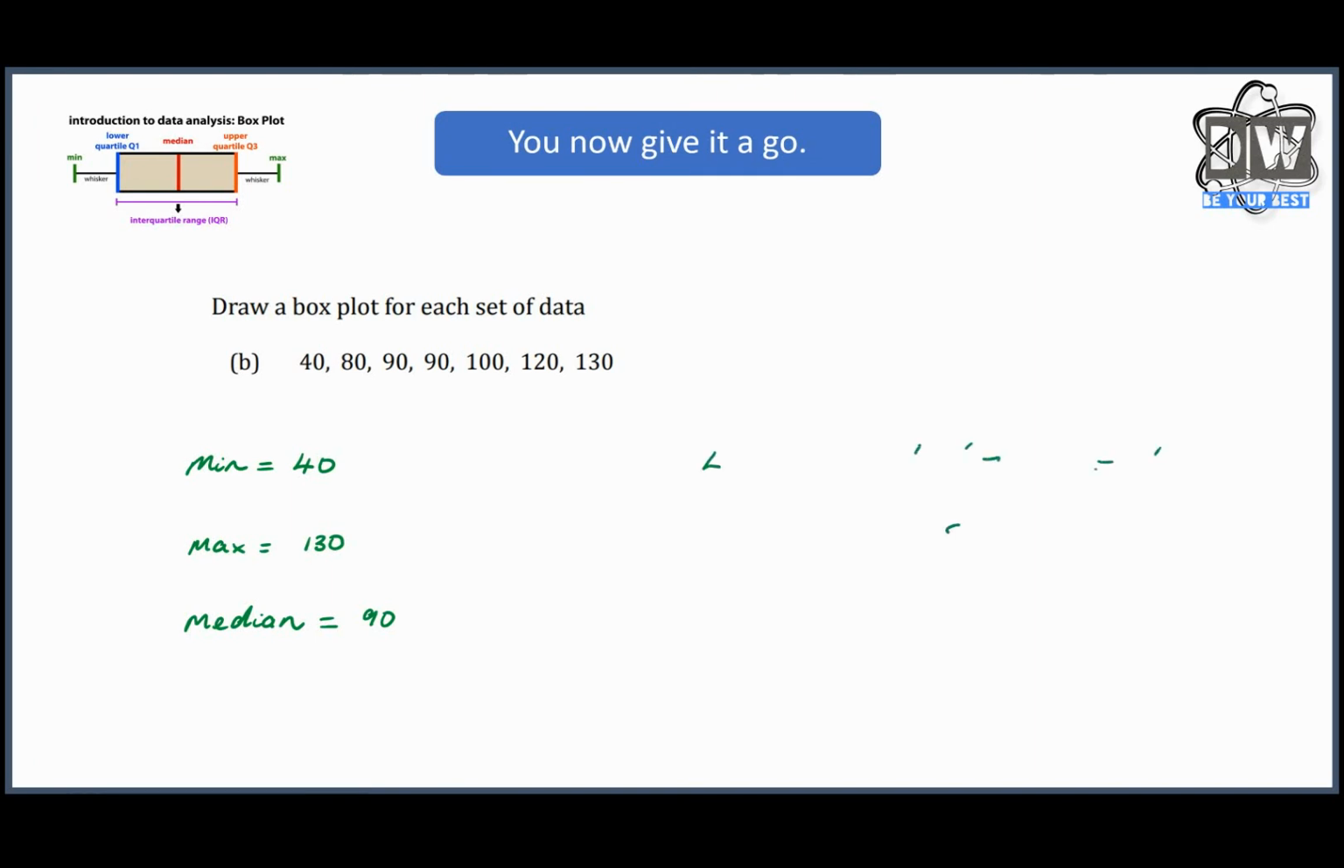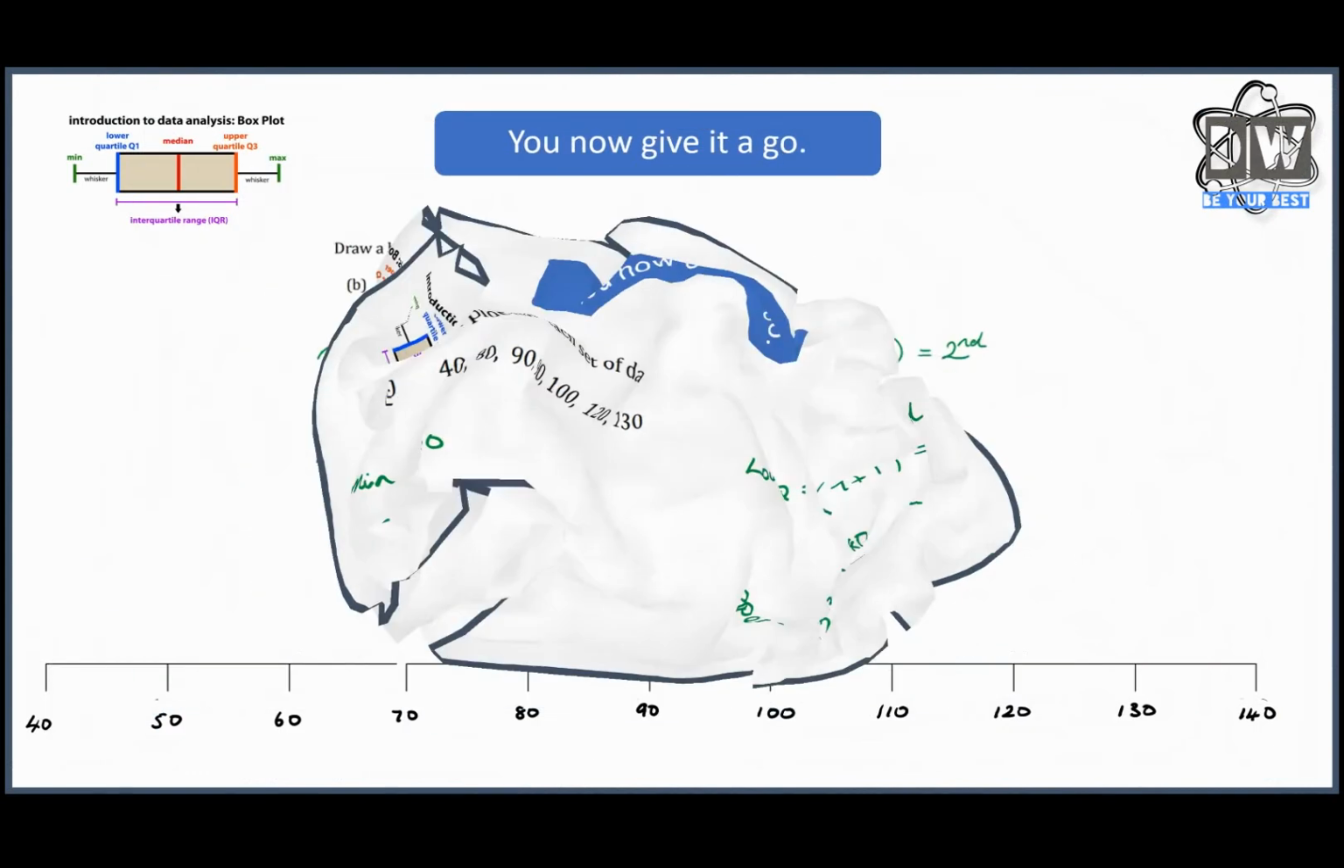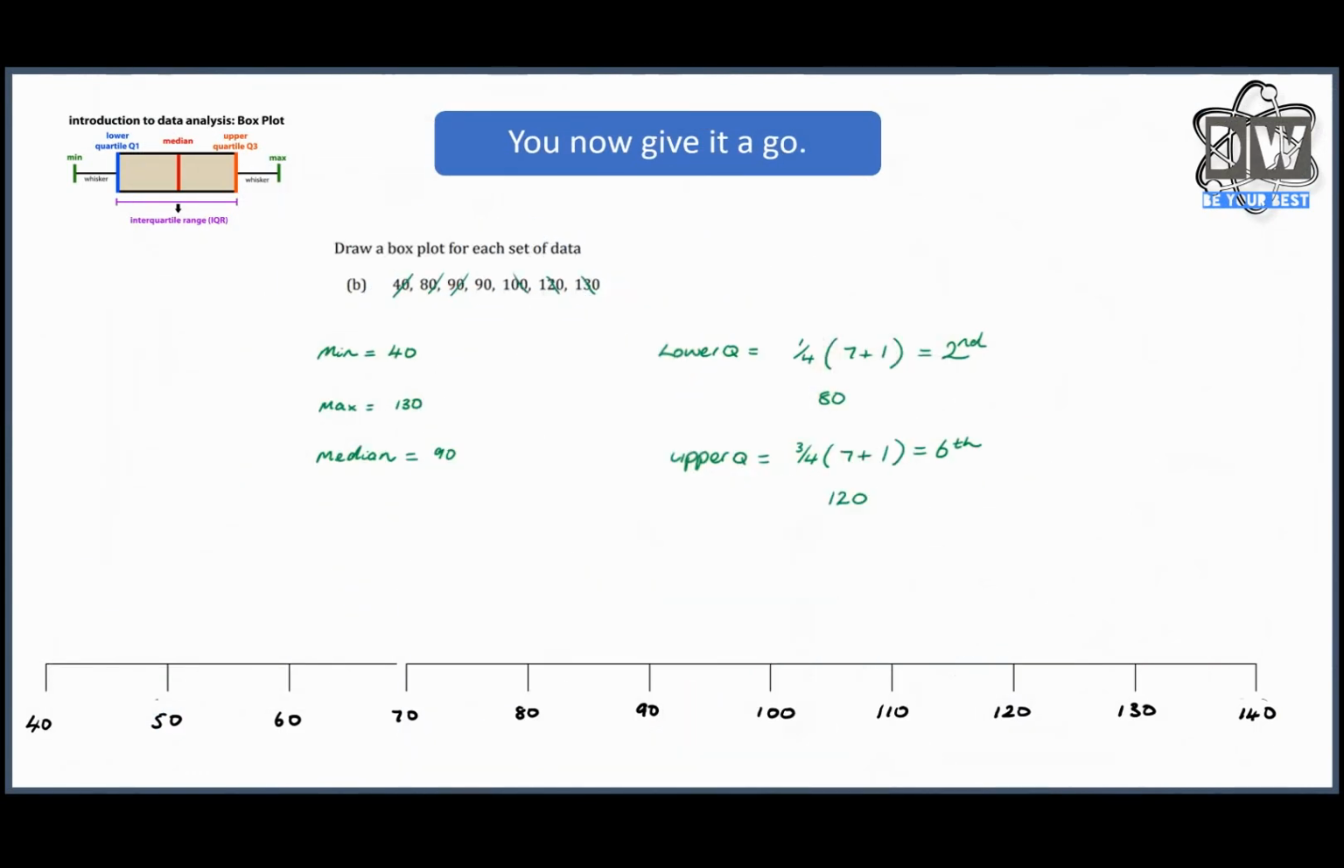What is 1/4 of 8? And that's our second term, which is 80. And what's 3/4 of 8? It's our sixth term, which is 120. So now we've got all our information. We can draw that graph out.